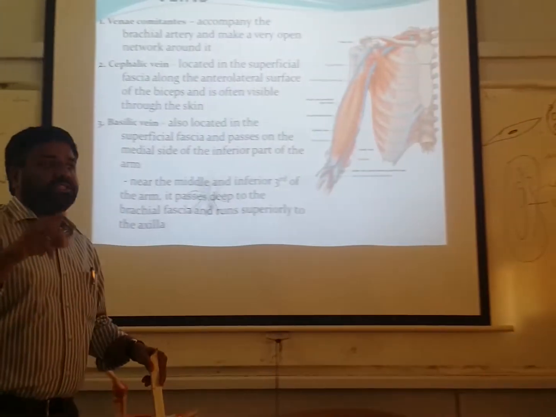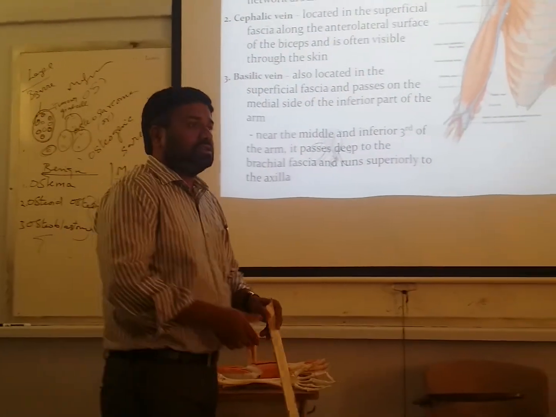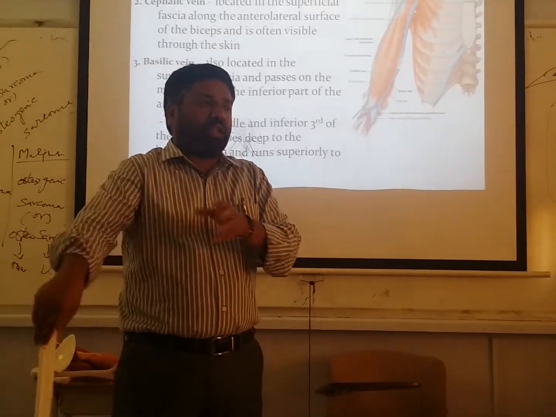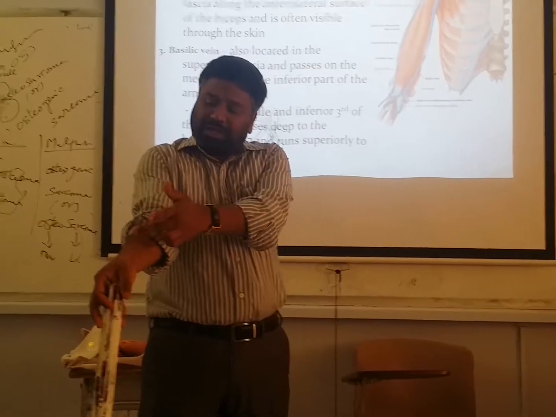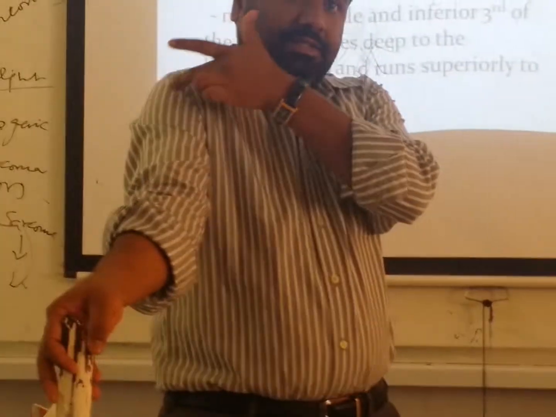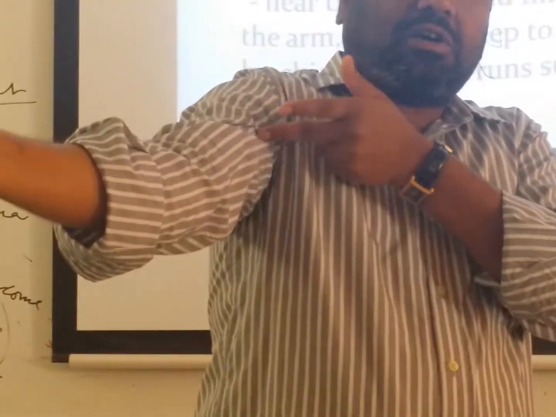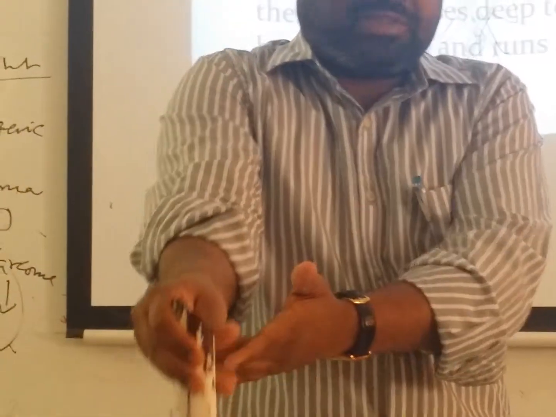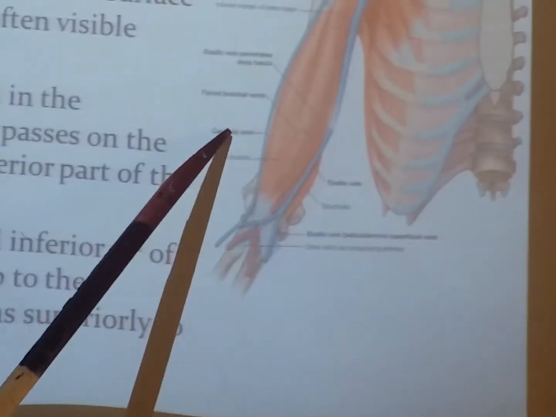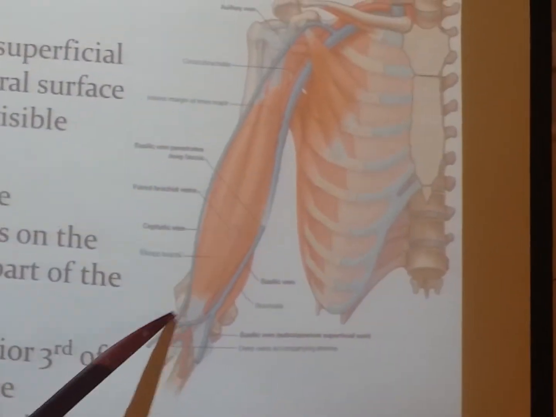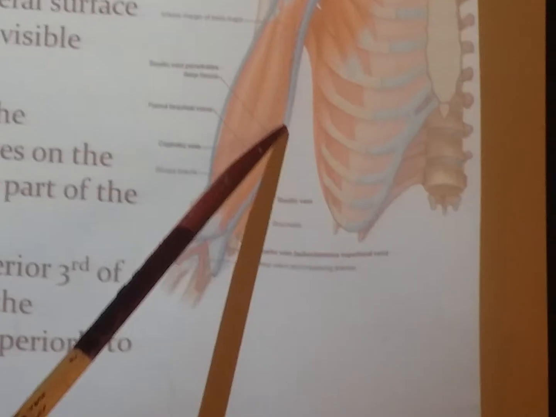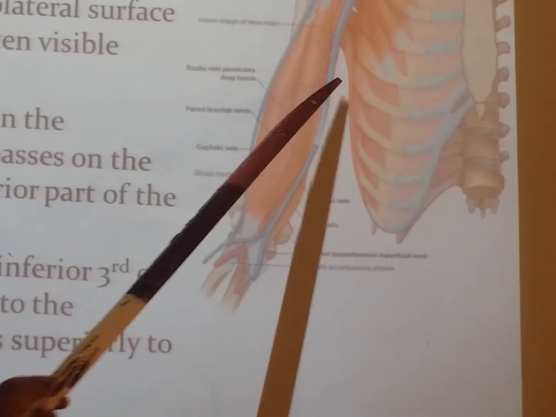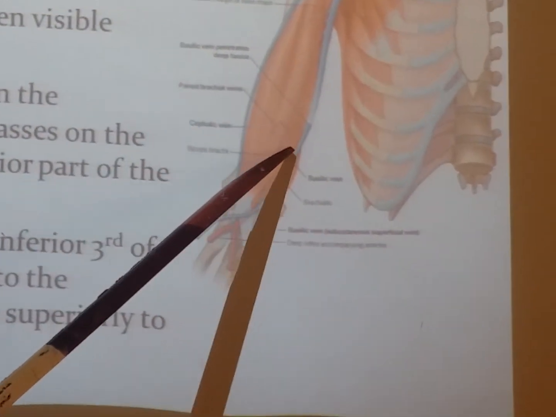And the superficial veins are given different names. So you find two important superficial veins in the whole of the upper limb. The one which runs along the lateral side is called the cephalic vein. The one along the medial side or the ulnar side is called the basilic vein. What are the two veins? Cephalic and basilic. This is the cephalic vein. And this is the basilic vein.